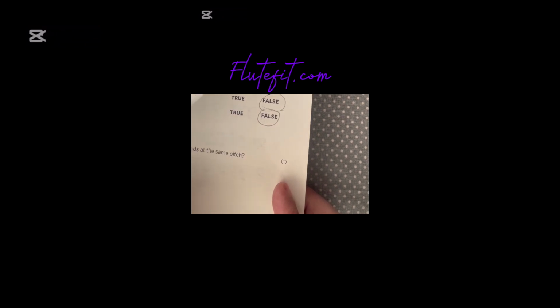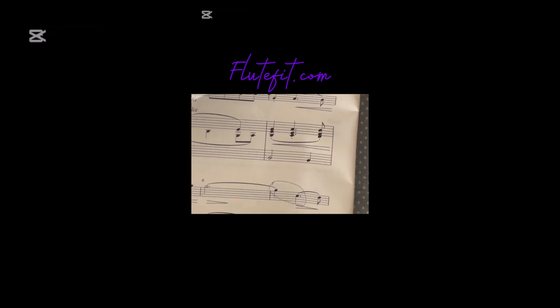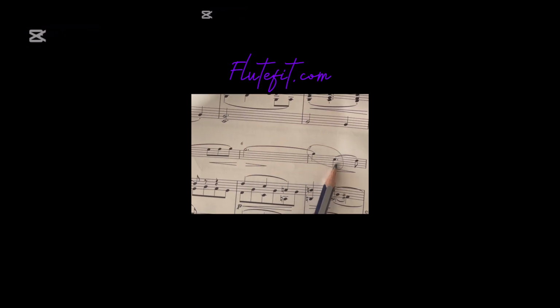How many times does the submediant note in the key of E flat major appear in the violin part? So E flat major: E flat, F, G, A flat, B flat, C, D. And it's the submediant, if you remember from other videos, it's the sixth. 1, 2, 3, 4, 5, 6. C we're looking for. How many times does this appear in the violin part? We have 1, 2. So it's twice.